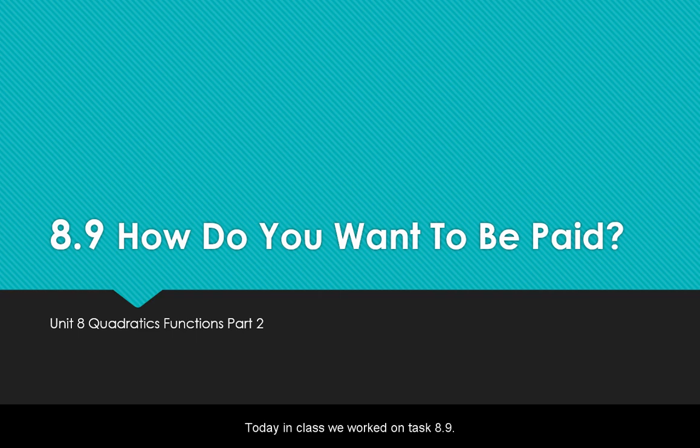Today in class, we worked on task 8.9, how would you want to be paid? In this task, we compared linear, exponential, and quadratic rates of change over time to see which grew faster. In modules 1 and 2, we looked at comparing exponential and linear functions, and we found that exponential functions always grew faster over time. And in today's task, we added in the third type of function that we study in Math 1, which is the quadratic functions.